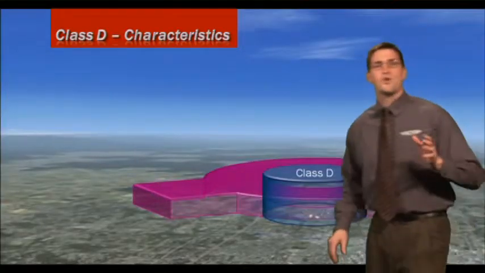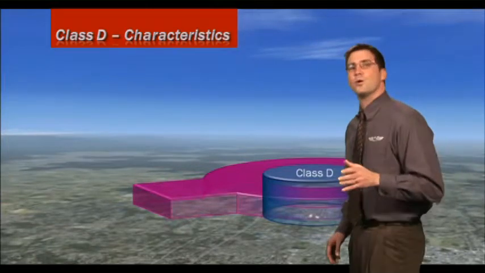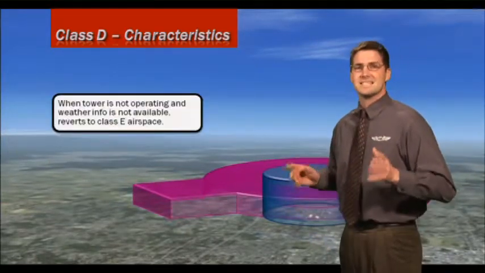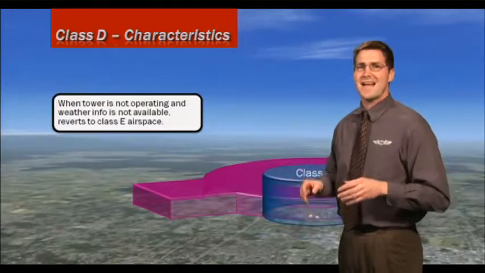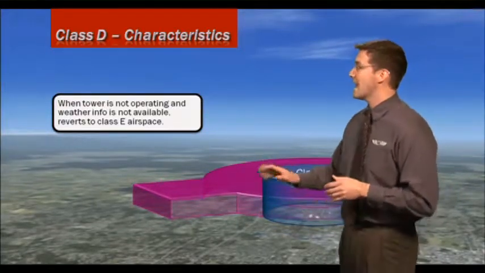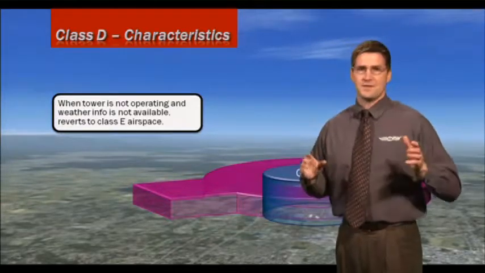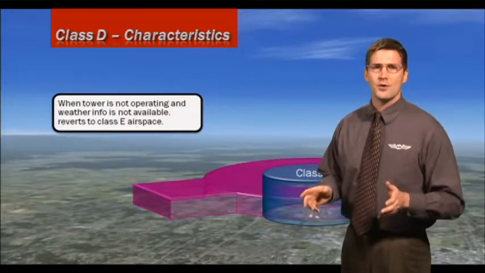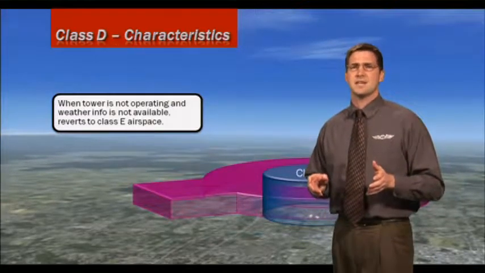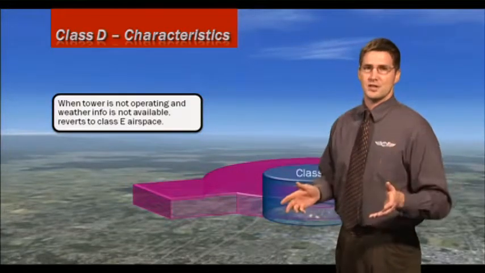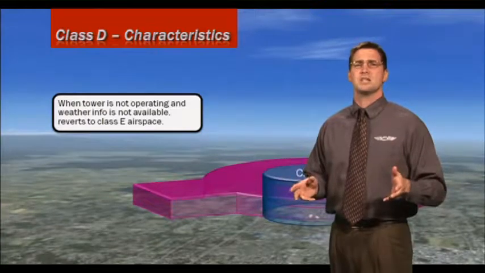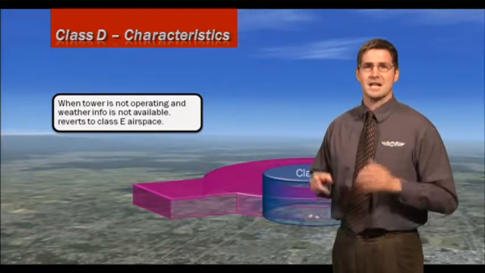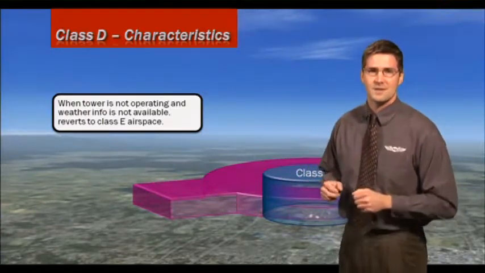So if a control tower is closed and weather reports are not available, the Class D airspace around the airport usually reverts to surface-based Class E airspace marked with a dashed magenta line. Now, if the tower is closed and no weather information is available, the Class D airspace then becomes Class G airspace. So check the airport facility directory for specific information on tower operating hours and Class E airspace effective times.